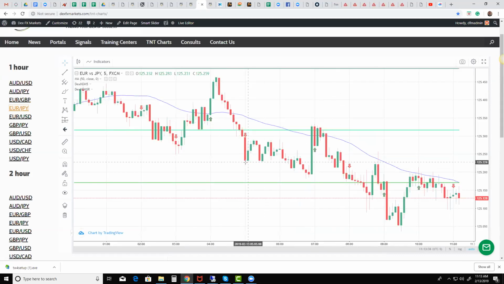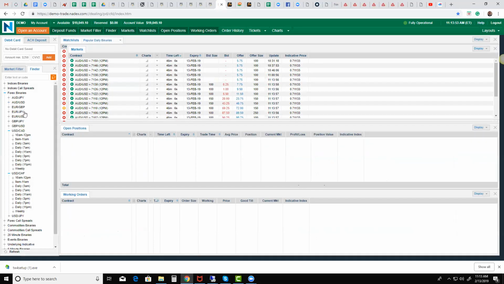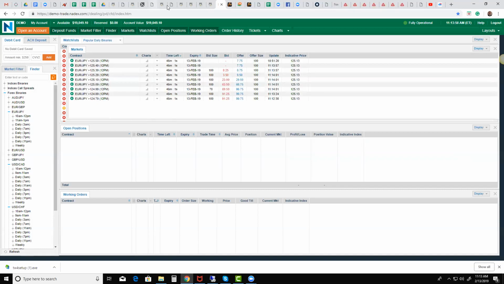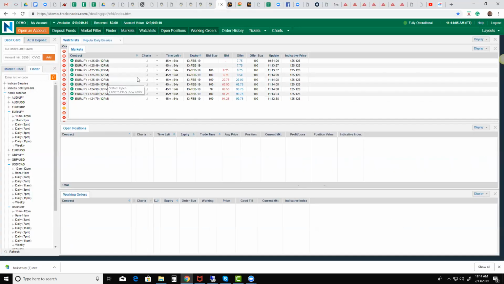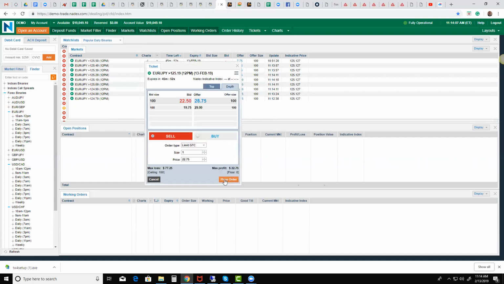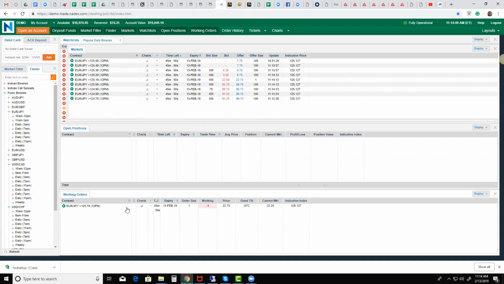Now, we got something pretty good. Okay. Euro JPY sitting at 125.13 when it came out. We could use the 125.17 as structure for a sell. We're looking at the 12. God, what was that again? 125.17. Let's see if there's anything on it. 125.19's there, sitting at $22. Place order. Now, I made a boo-boo.